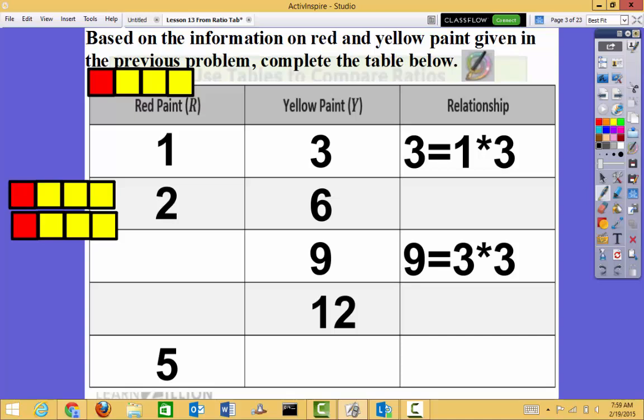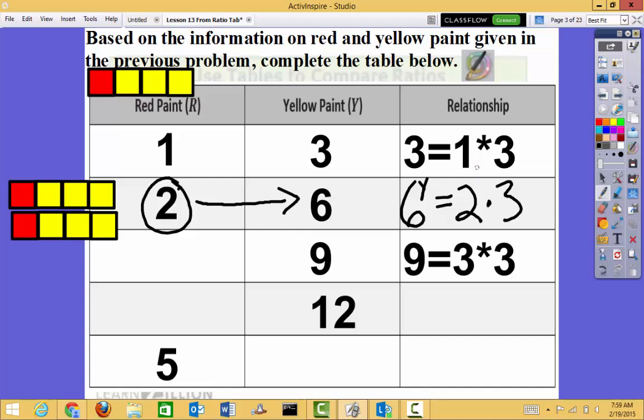What is this relationship? Well, let's look. What that means is, how am I getting this 6? Well, I'm taking this 2 right here, and what am I multiplying by? How do I end up with this 6? Well, it's easy. I'm multiplying by 3. So my relationship is yellow paint equals my red paint times 3.